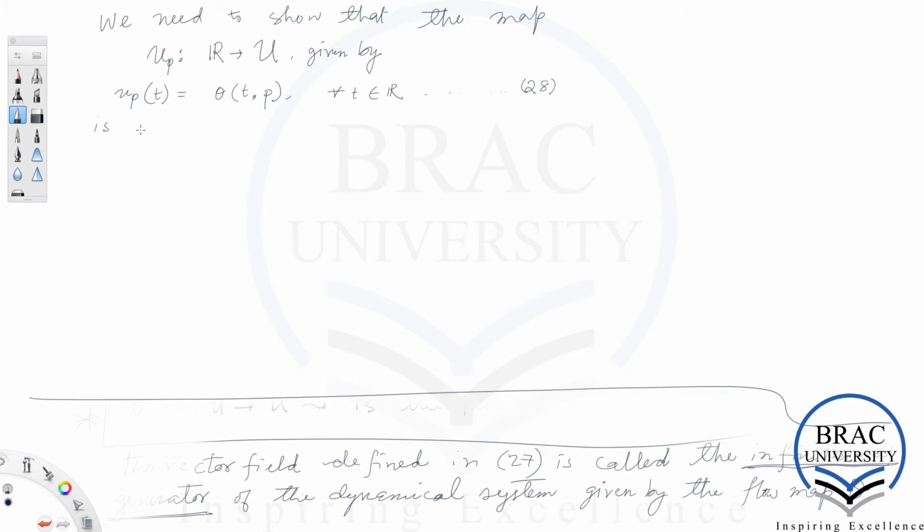is indeed the unique solution to the IVP dx over dt equal to f of x and x at 0 is equal to p. Okay, we need to show this. Then this will prove that theta is indeed a flow map of the underlying vector field F.